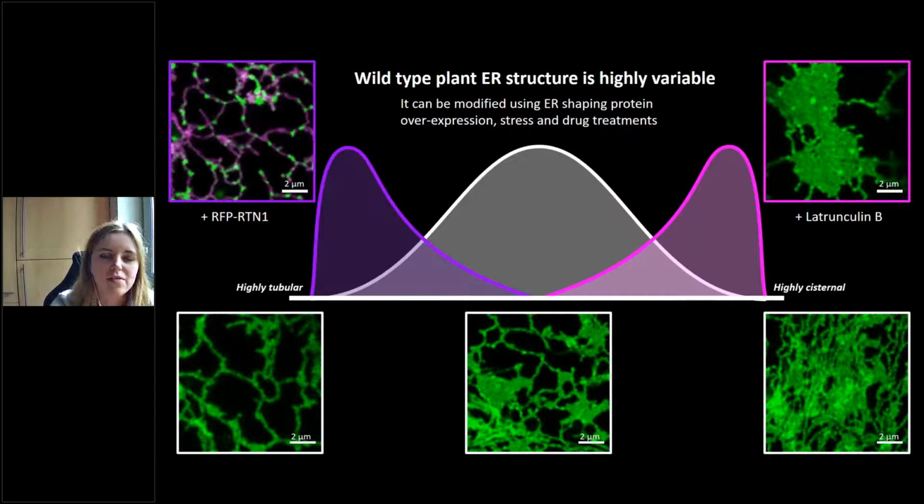This is particularly obvious on Reticulum 1 overexpression. If you compare Reticulum 1 at the top to the image of just the wild type ER below it, they look basically the same. But the difference is that when we overexpress Reticulum 1, we don't see any cisternae at all in any of our cells.